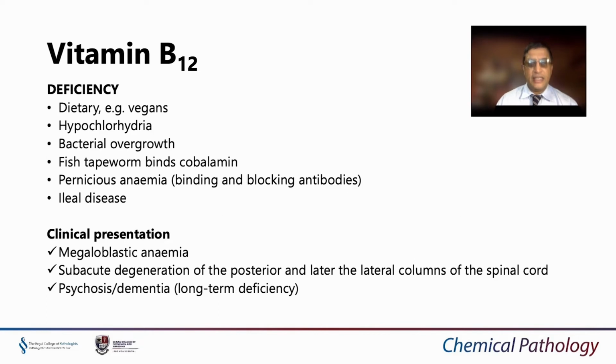The deficiency states can result from dietary causes, low amounts of HCl being produced in the stomach, bacterial overgrowth, fish tapeworm, which binds to cobalamin, pernicious anemia, which results in binding and blocking antibodies, and ileal disease. B12, like folate, also presents with megaloblastic anemia. In addition, subacute degeneration of the spinal cord can result, and long-term deficiency can cause psychosis and dementia.